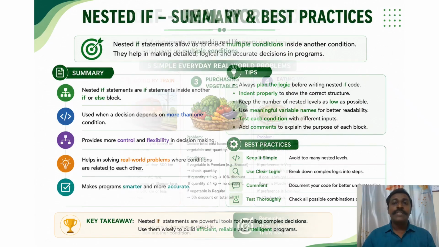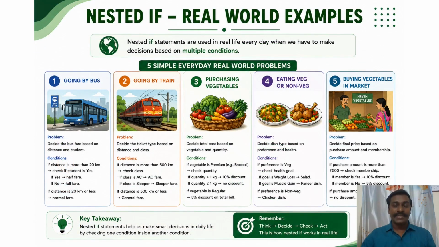For some real world examples, try these programs. Write the programs with a nested if, for example, going by a bus. Decide the bus fare based on distance and student status. If distance is more than 20 kilometers, then you check if student is yes: if yes, half fare; if no, full fare. If distance is 20 kilometers or less, then normal fare.